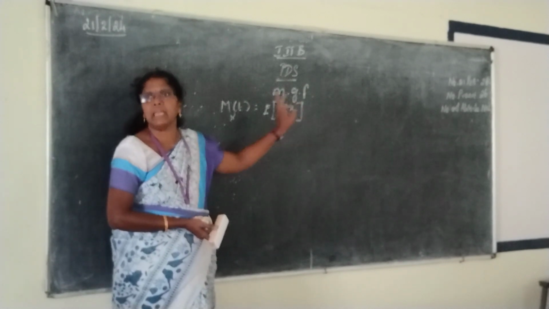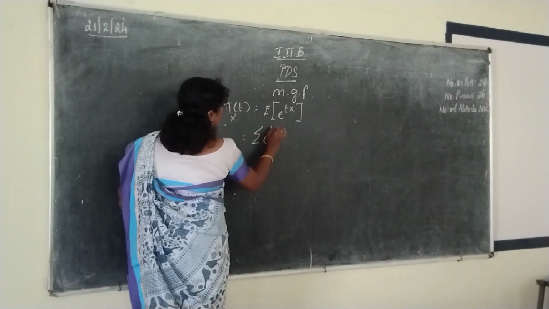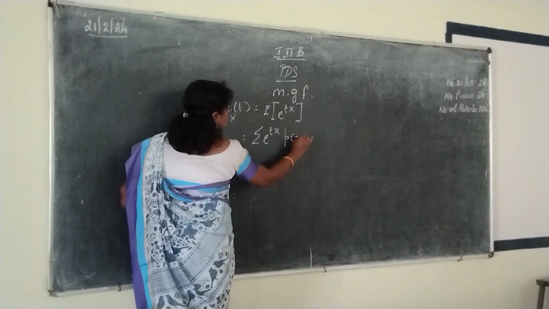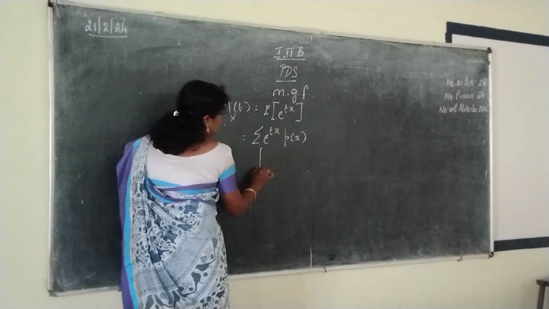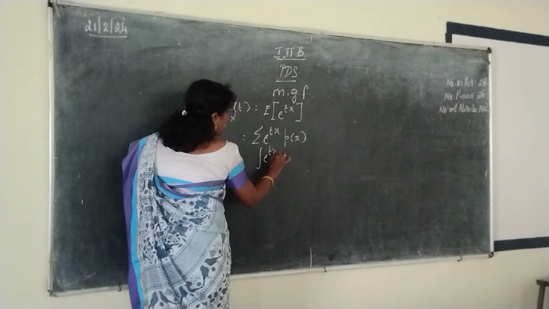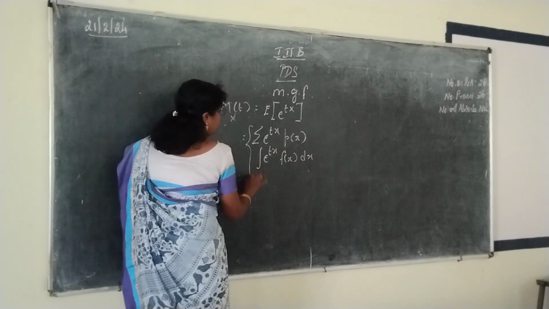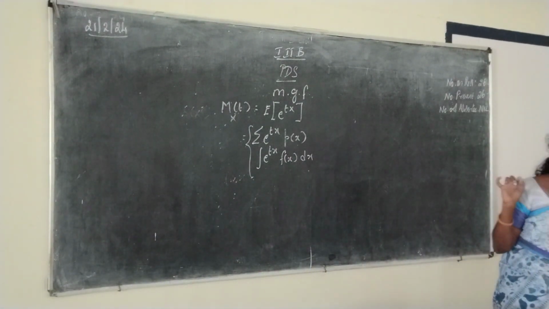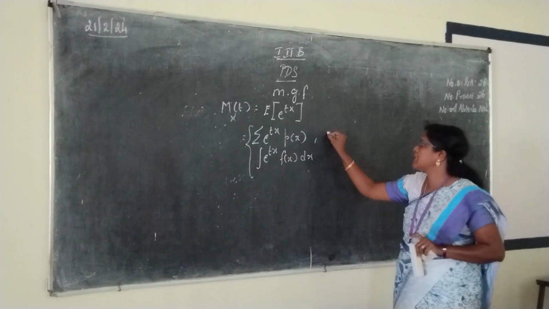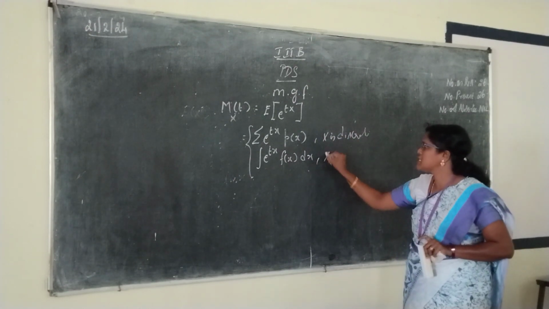E power tx. So the formula for the discrete case would be summation of e power tx into p of x, if x is discrete. If it is continuous, integral of e power tx into f of x into dx. It is similar to E of x, instead of x we have e power tx. So this is the case if x is discrete, and this is the case if x is continuous.